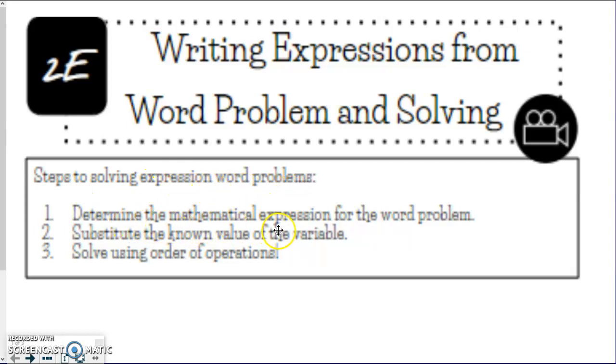Again, determine the mathematical expression for the word problem. So that's where you're figuring out the numbers and operations and what order and all that. Then when it tells you the variable, you can substitute that known value in for the variable and solve using order of operations, just like we have been. So let's try a couple problems, okay?